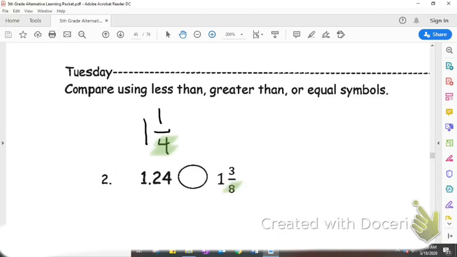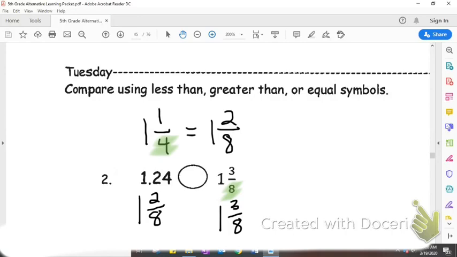It's better to compare fractions when they share the same denominator. So I'm going to say that's equivalent to 1 and 2/8. Now I can compare 1 and 2/8 to 1 and 3/8. 1 and 3/8 is the greatest. Okay, so that's one way to do it. It's useful to use multiple strategies, so we can check our work.